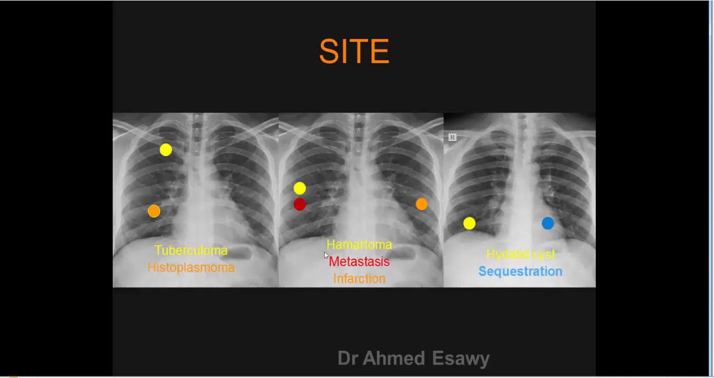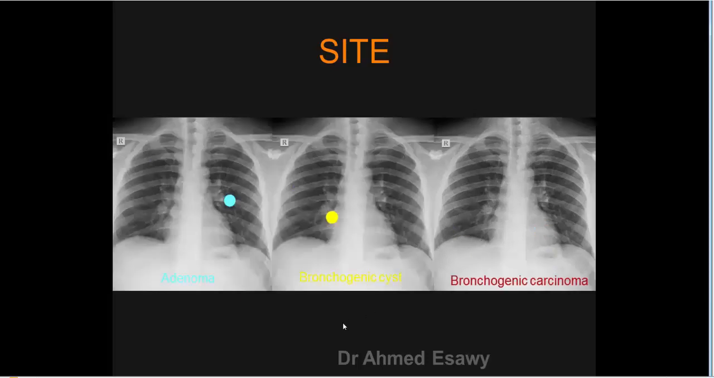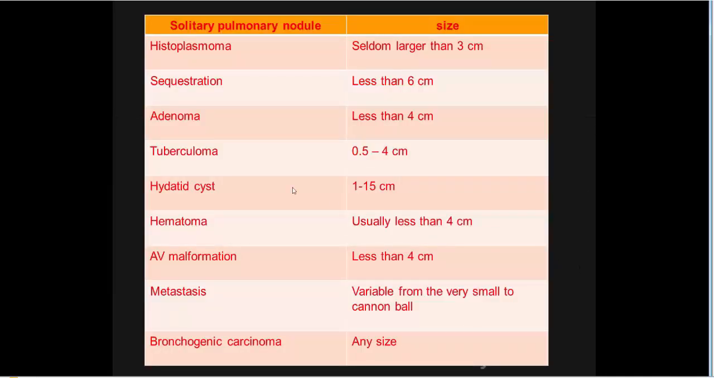Metastasis is present in the basal part because it is the part most perfused with blood. Infection: peripheral, wedge-shaped, pleural based. Hydatid: right lower lobe. Sequestration: left lower lobe, the most common site. Adenoma: central, parahilar. Bronchogenic cyst: middle lobe to right, middle mediastinum. Bronchogenic carcinoma is present everywhere.